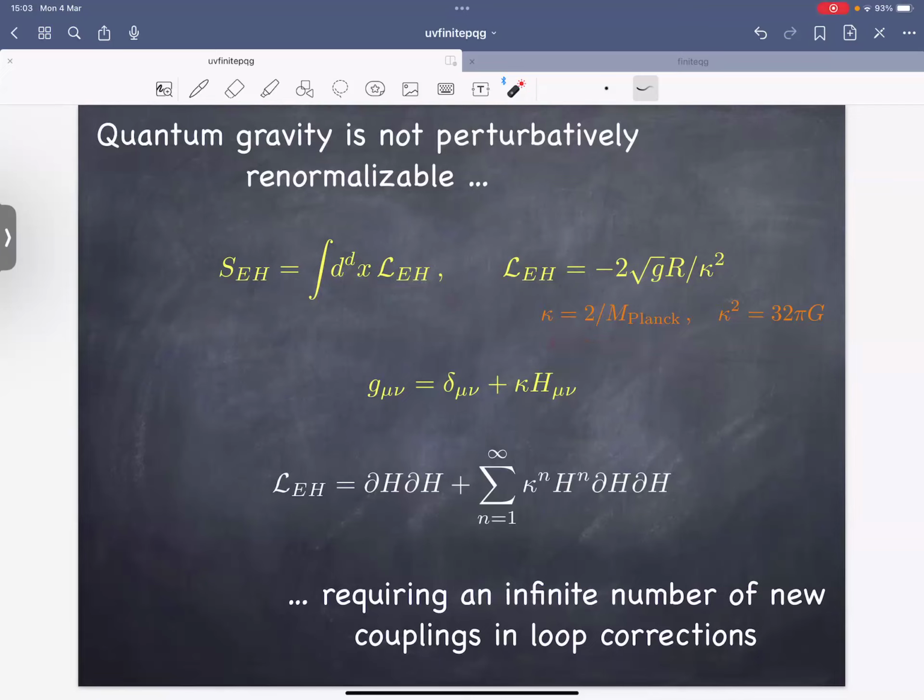And another clue is if we expand around a flat background with this fluctuation field defined, H, then what you end up with is an infinite series of operators. And when you compute loop diagrams, you'll find that you get new divergences at each loop order. And they require counter terms, which introduce new couplings. And so you end up with an infinite number of new couplings through these loop corrections. So this, of course, is the standard story as to why gravity is perturbatively non-renormalizable.